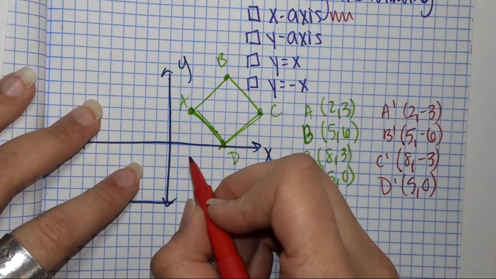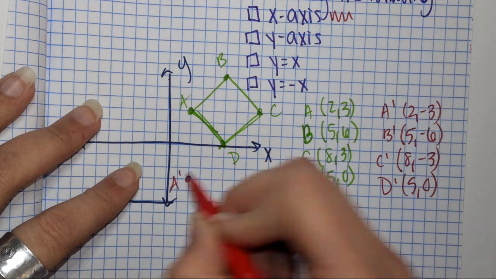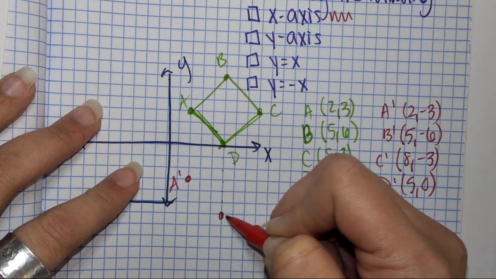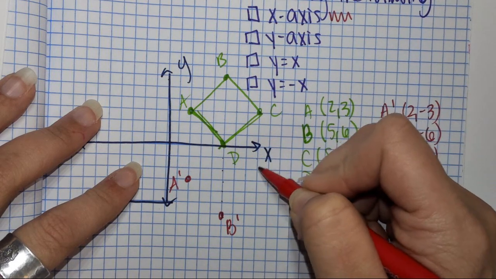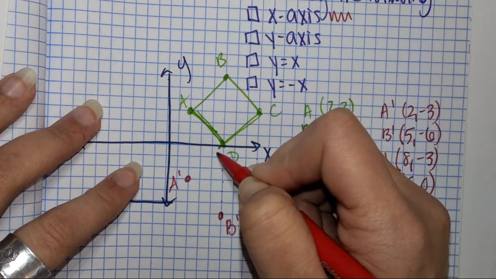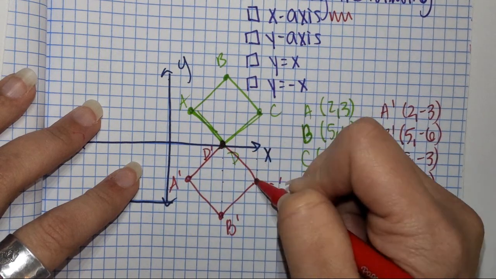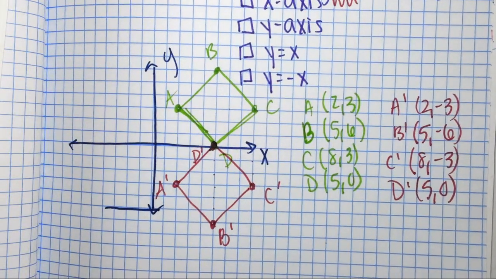So then 1, 2, 3, 1, 2, 3, 4, 5, 6, 1, 2, 3. Boom, I have a new shape. That's all I wanted you to do.